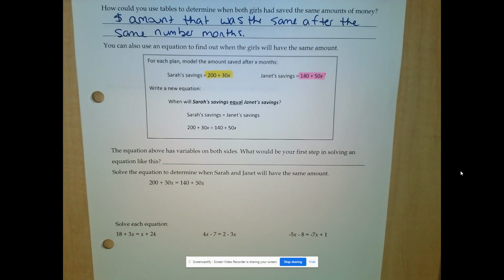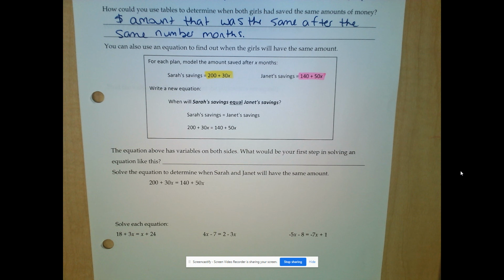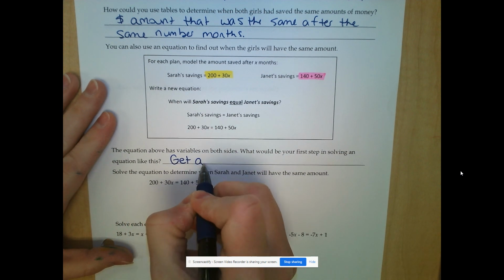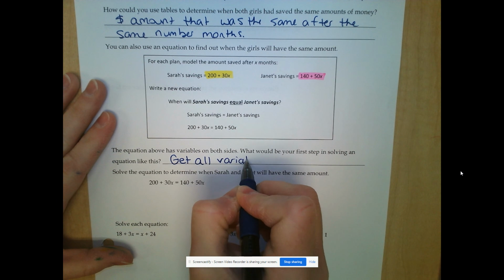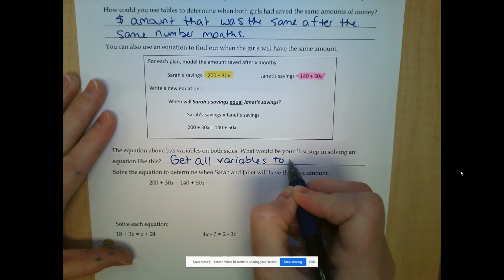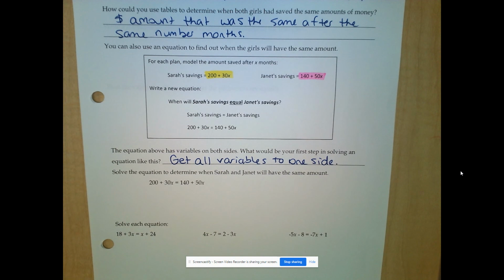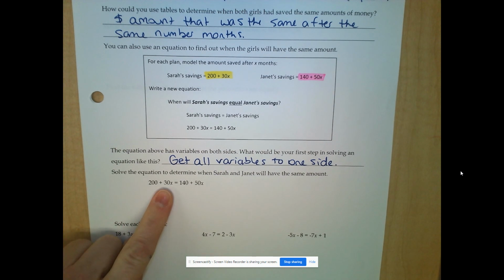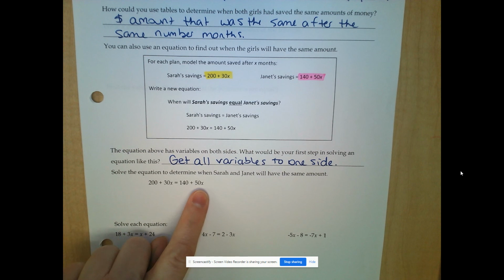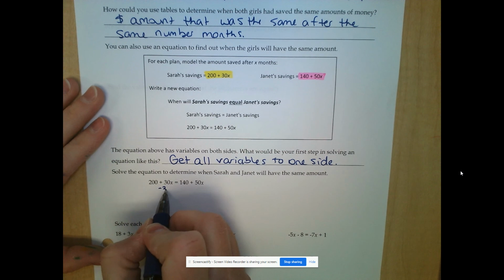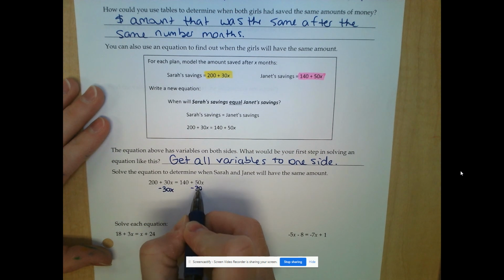What would be your first step in solving an equation like this? First thing you're going to want to do is to focus on getting all the variables to one side. And it doesn't really matter which side. Whatever is going to be slightly more convenient is usually what I go with. So I can either move the 30x to the right, or I can move the 50x to the left. Now, I've done this for a while. I'm going to take the smaller one and move it to the right. I can subtract the whole term from both sides.